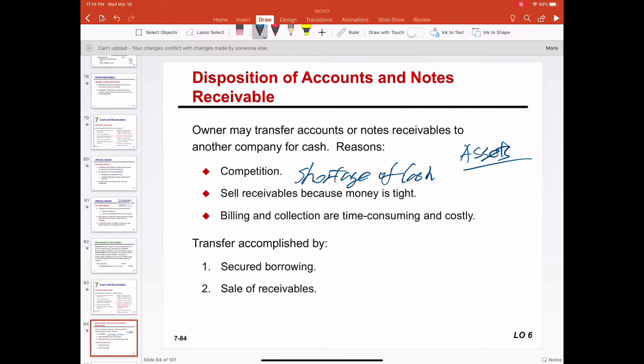This happens, for example, with hospitals. We know hospitals have millions of accounts receivable. So if their customers or patients cannot make payment on time, the hospital usually sells their receivables to the collectors.